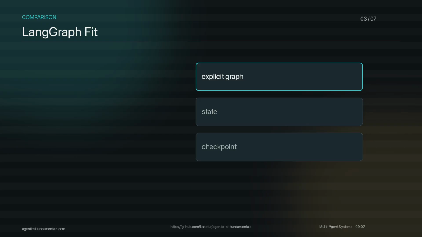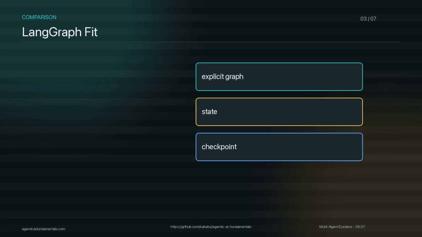LangGraph is strongest when the workflow needs explicit control. Nodes, edges, state, conditional routing, checkpointing, branch joins, and resume behavior are the point. If the hardest part of your system is knowing what step comes next, what state changed, and where to resume after failure, LangGraph deserves a serious look. The trade-off is that you are choosing a workflow model. That is powerful when the workflow matters. It can feel heavy when all you needed was 2 typed function calls.